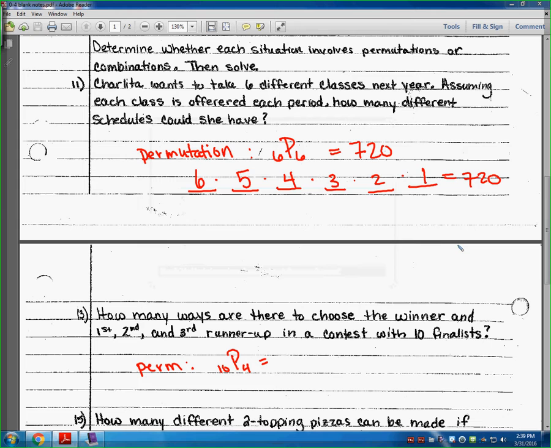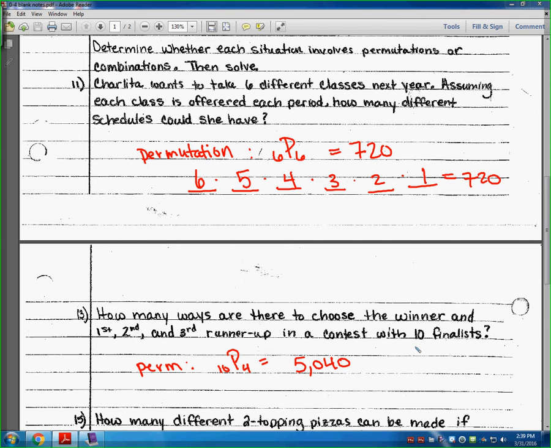Okay? So plug that in your calculator, do the 10 and then the P and then the 4. It matters. If you accidentally push that C, you're going to get a whole different answer, so don't do the wrong one. And you should get 5,040. Actually use your calculator, please. Don't just write down what I wrote down.